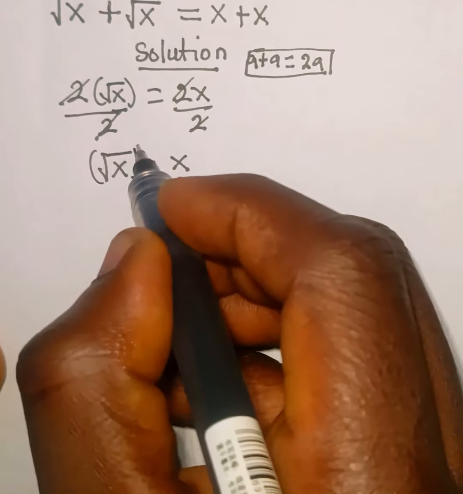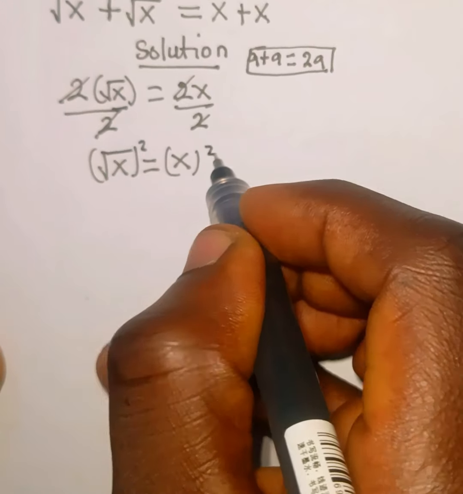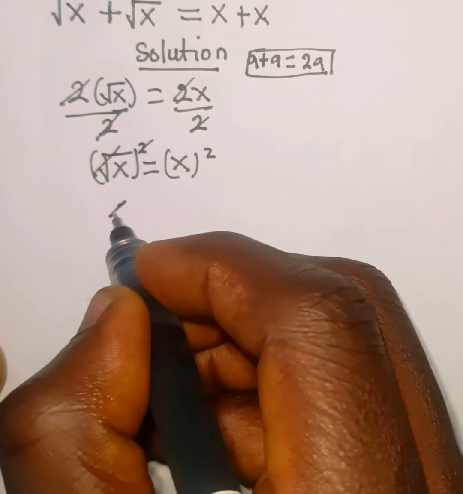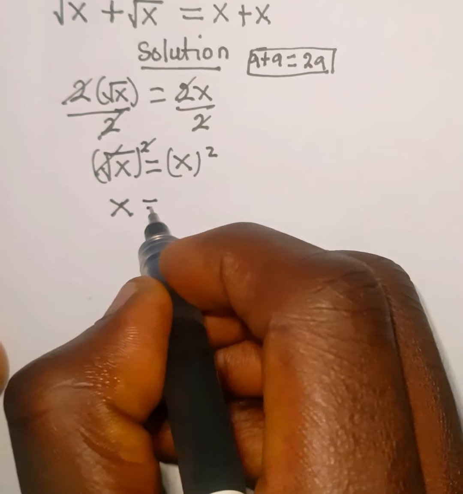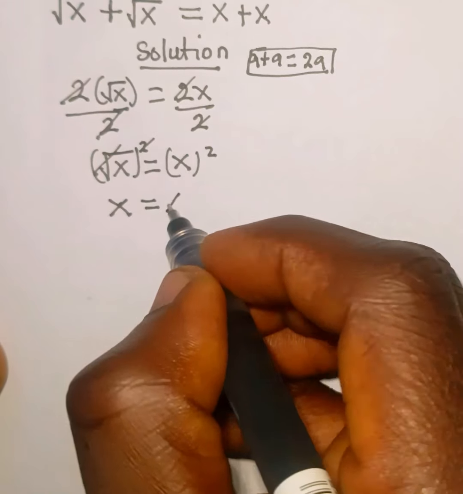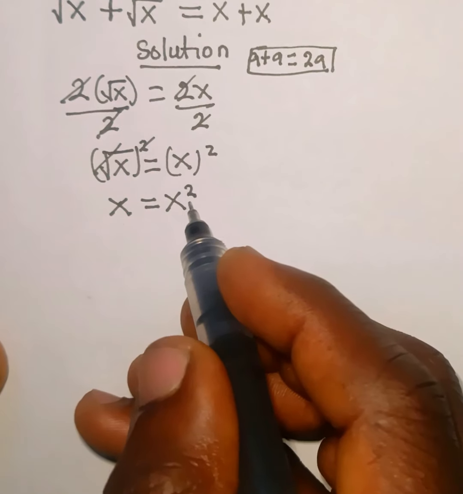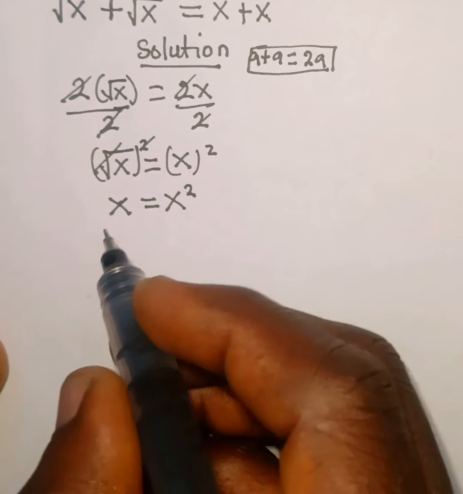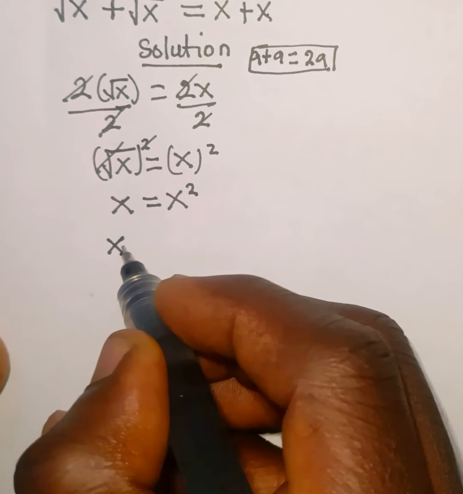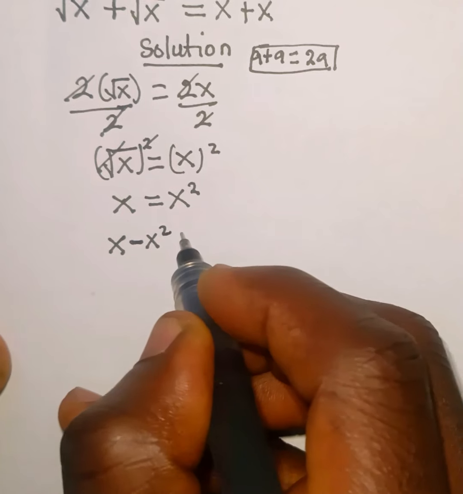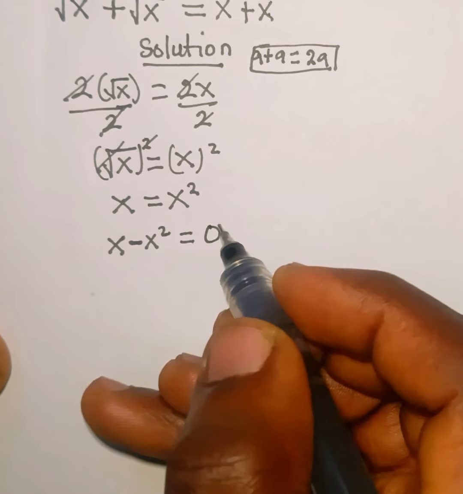So we square the left hand side and also we square the right hand side, so that this square is going to cancel the square root. We are left with just x on the left hand side, which is equal to x to power 2, the same as x squared. Now the next thing we're going to do is to take this x squared to the left hand side. So this is going to be x, and when it crosses, it's going to change to minus x squared, which is equal to 0.